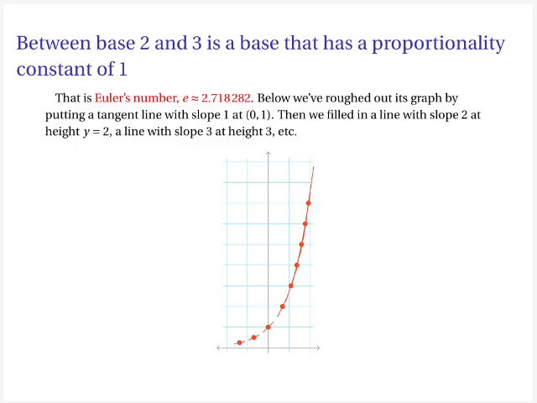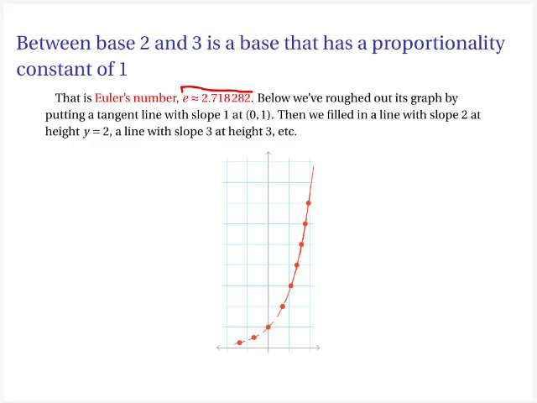That number is called Euler's number. It's usually written with an E, 2.718282. It's actually an irrational number. It's somewhat like pi; there's some analogy with pi. An irrational number goes on and on forever without repeating, without terminating.